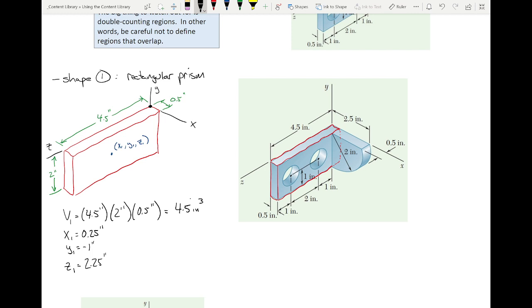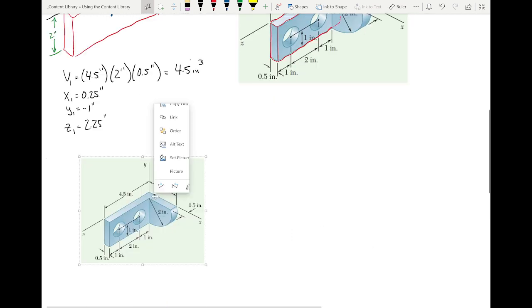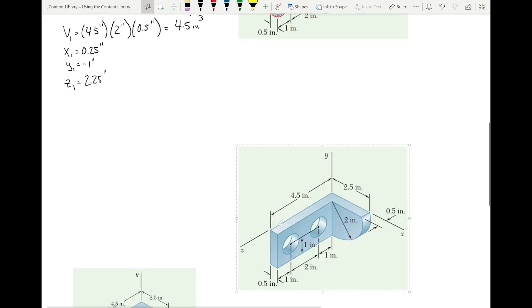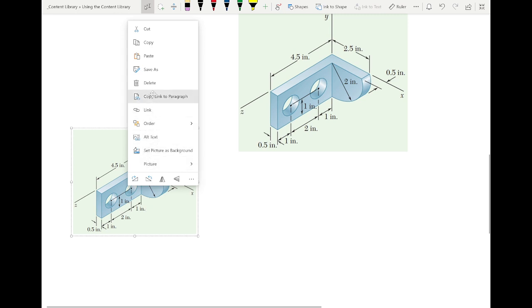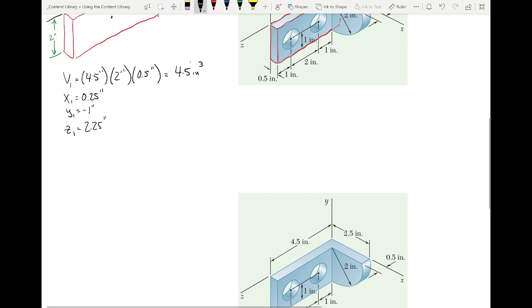What we're going to do now is repeat this and use a different region. We're now going to look at a different region. I'm going to cheat a little bit. Copy. That's kind of bigger, so let me... That goes here. Now we're going to do shape number 2, which I'm going to call the quarter circular region.